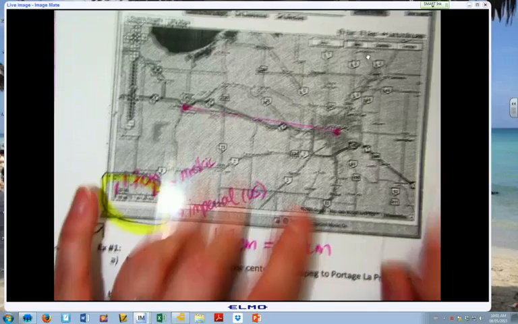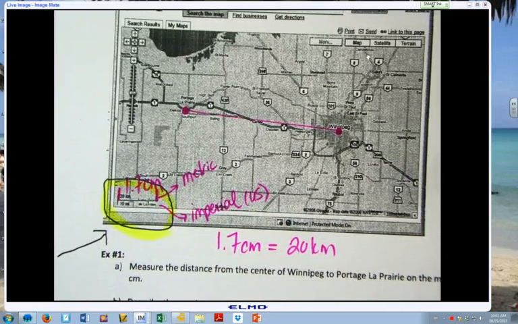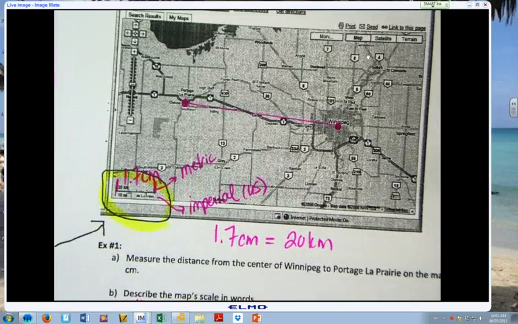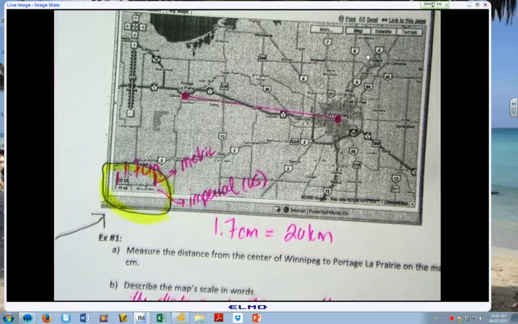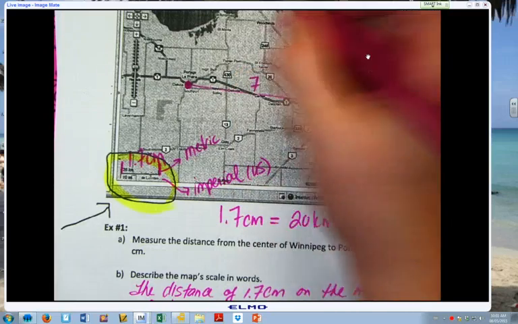Offer for a measurement? Confirm. 7.2. If you're a little bit off in the center, that's fine. Can we go with 7 just so it's a whole number? How about 7.1? You want to go 0.1?